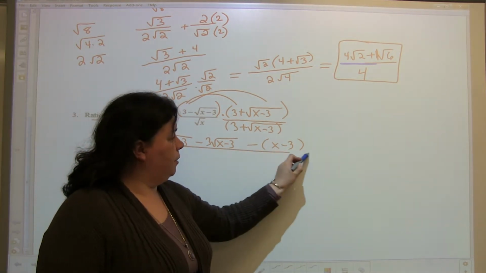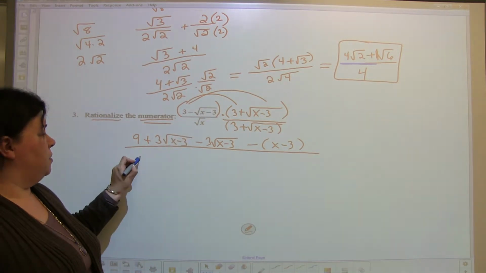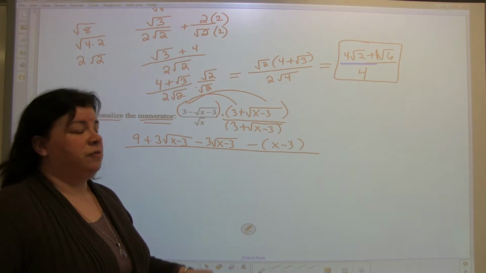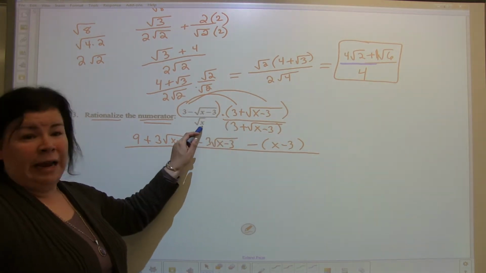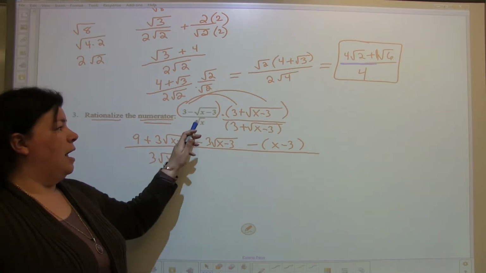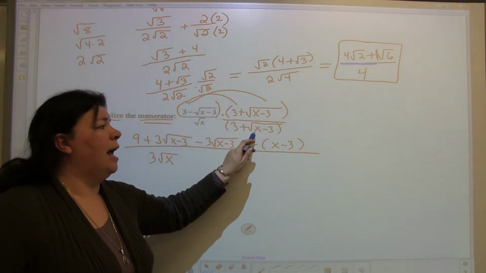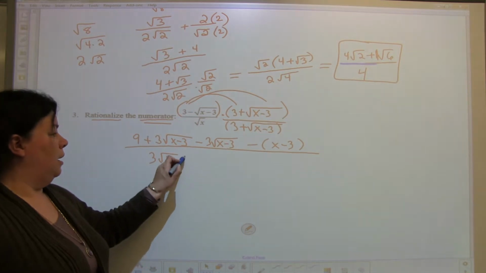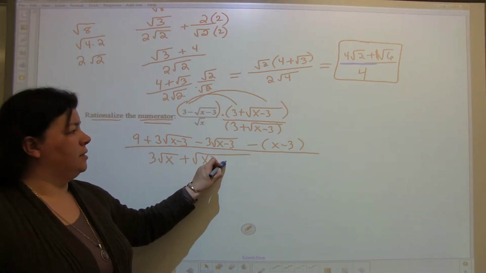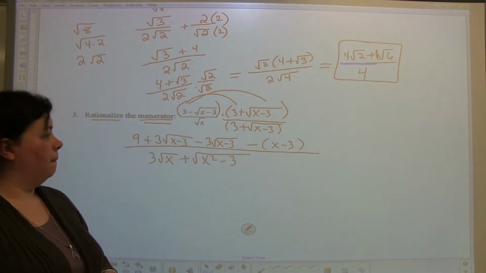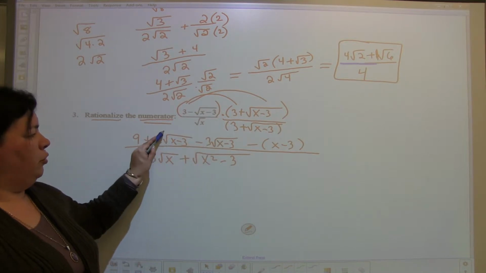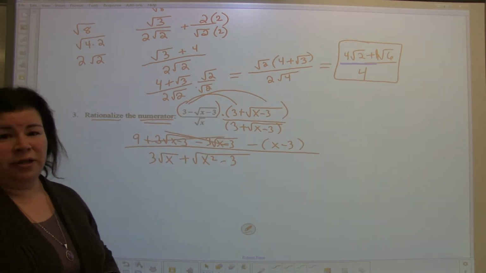But our denominator becomes the square root of x times this whole quantity, 3 plus the square root of x minus 3. And so we get 3 times the square root of x, which is 3 square root of x. And then the square root of x times the square root of x minus 3 is the square root of x squared minus 3. Okay, so up here, if you look, we know in our numerator, those terms cancel out.